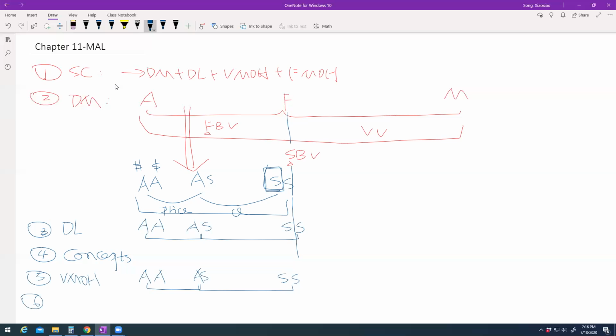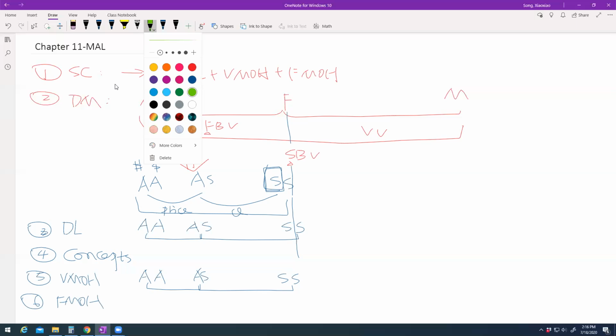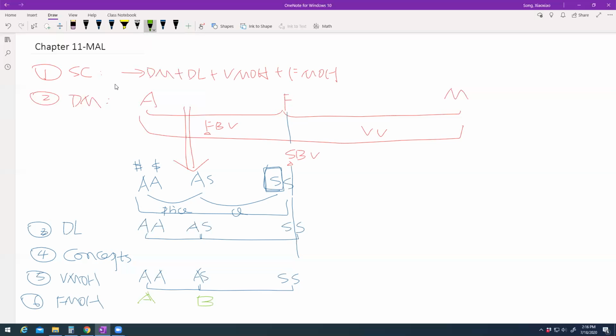Last part, we talk about fixed manufacturing overhead. This is different. We have the actual, we have a budget, and then we have a standard. We call this one a budget variance. We call this one a volume variance.